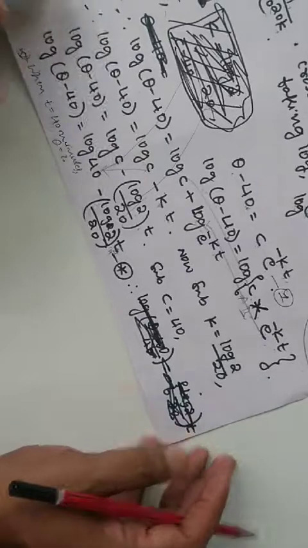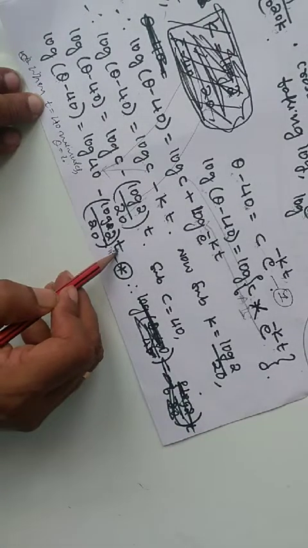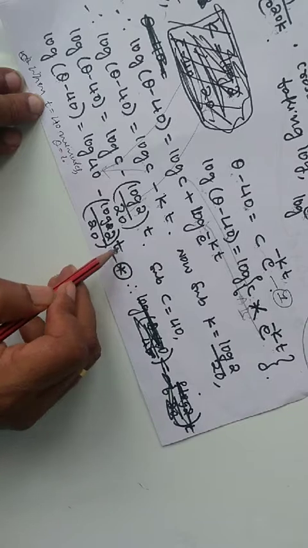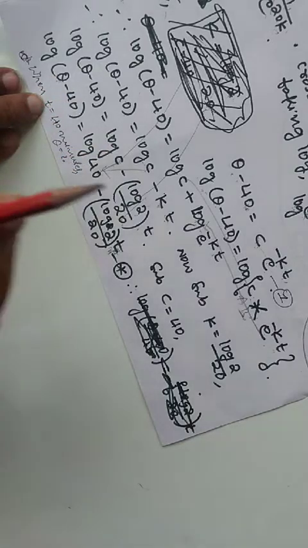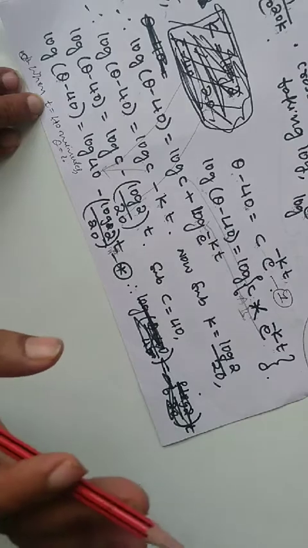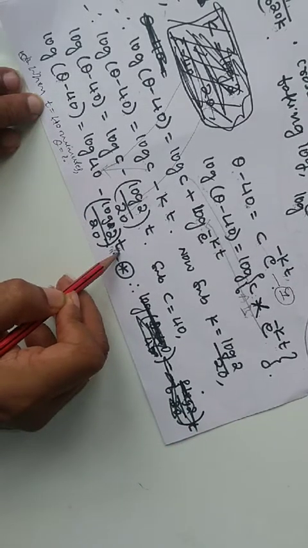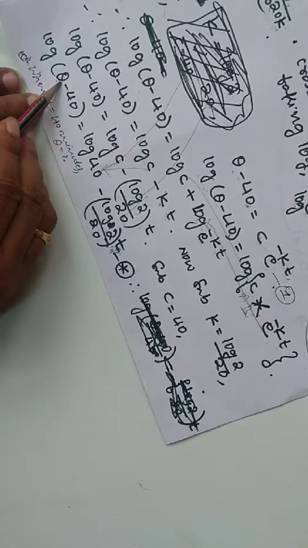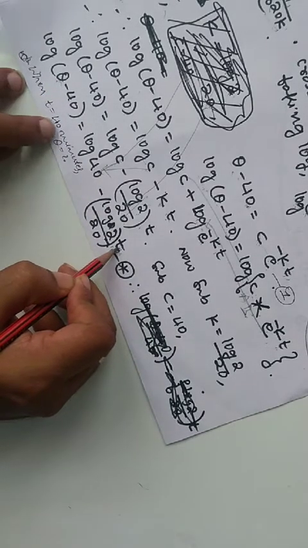Now the question is, when T is equal to 40 minutes, if I substitute T is equal to 40, that means after 40 minutes, what will be the body temperature? Body temperature means theta. Remember, theta is always metal temperature or body temperature. Theta naught is air temperature. So when T is equal to 40 minutes, what is the body temperature? Theta. So substitute T is equal to 40 here.